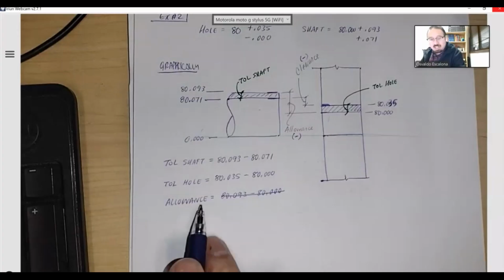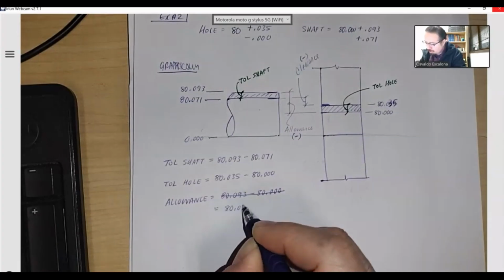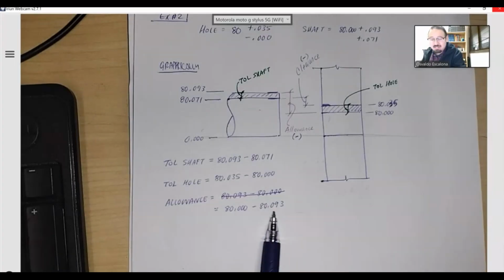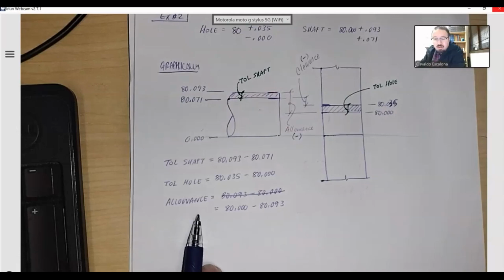Sometimes, that's why you call it negative allowance, because if you were to reverse it, you would start with 80.00 and then 80.093. You will end up with a negative number, because this one's bigger. That's why you will notice that you call it negative allowance, because it's true. You're not allowing anything.